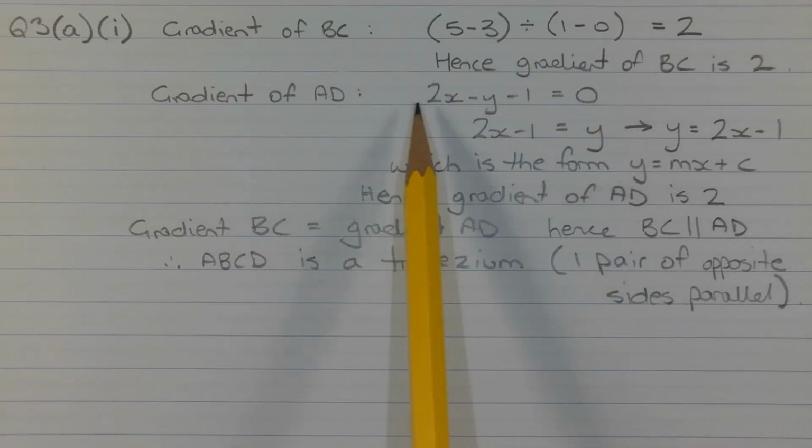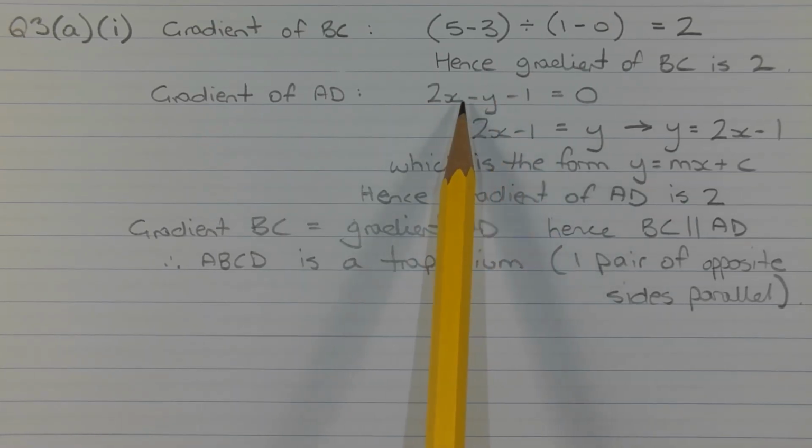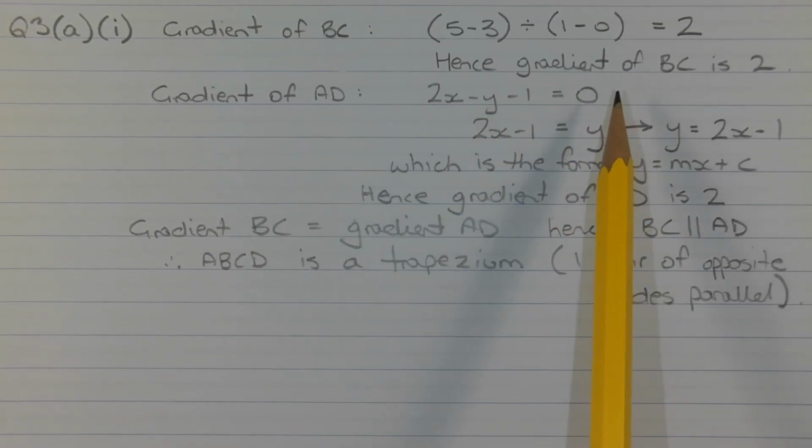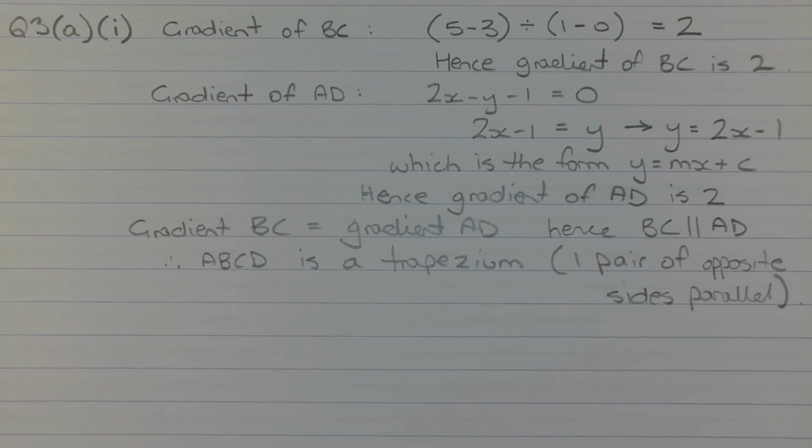So rearranging this equation to make y the subject, I'm going to move the negative y here from the left-hand side over to the right-hand side, which is an easy way to isolate the y. So we have 2x minus 1 equals y, but we should write the equation with the subject on the left-hand side. So y is equal to 2x minus 1. We just switch the two sides around. Now that's in the form y equals mx plus c. Hence the gradient of AD is 2. So gradient BC is equal to gradient AD, hence BC is parallel to AD. Therefore ABCD is a trapezium because we have one pair of opposite sides parallel.